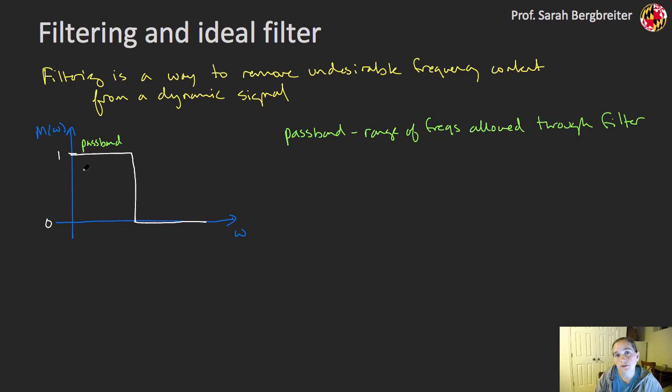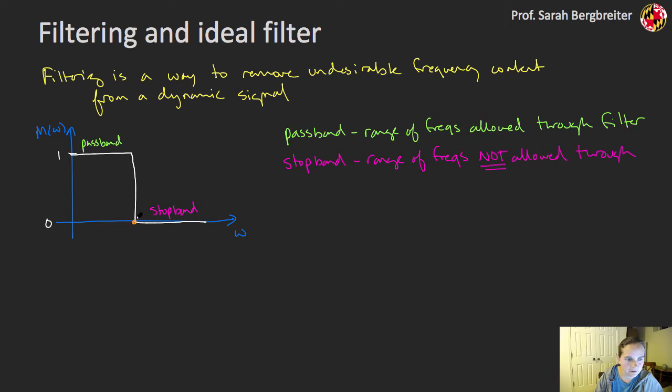So a magnitude ratio of 1, you can effectively imagine this as multiplying the signal that you have. So any frequencies in this regime are going to be allowed through the filter unchanged. The stop band is going to be down here where the magnitude is 0. And similar to what it sounds like, this is the range of frequencies not allowed through the filter.